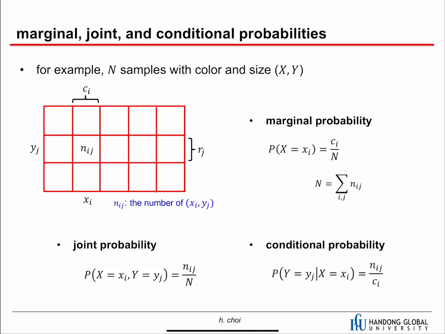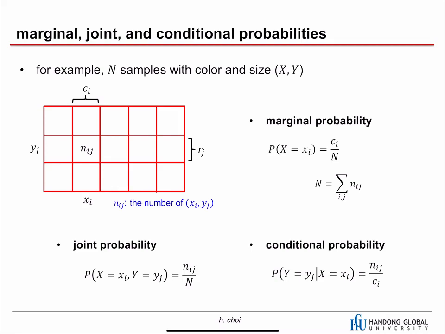Previously, we talked about probabilities and statistics. Now, we're going to talk about some types of probabilities and some rules on the probabilities. Okay, first one is about marginal, joint, and conditional probabilities. And to explain these probabilities, let's take some example.